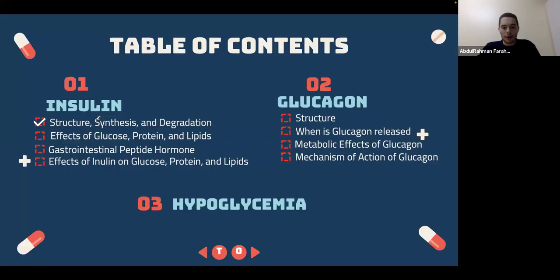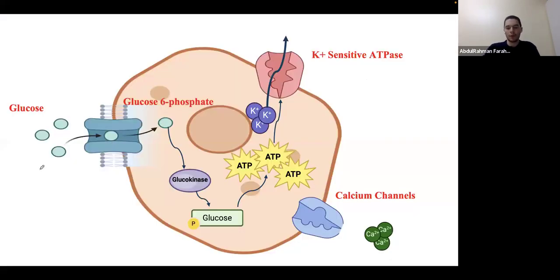Now, moving on to the effects of glucose, protein, and lipids on the secretion of insulin itself. How does glucose, protein, and lipids cause our body to release insulin? We'll start with glucose. As you can see from this diagram, you'd intake glucose, it would get absorbed from the GI tract and into the blood. In the blood, it reaches the islets of Langerhans within the pancreas and the beta cells specifically. The beta cells have a specific transporter called the GLUT2 transporter, which brings in glucose.